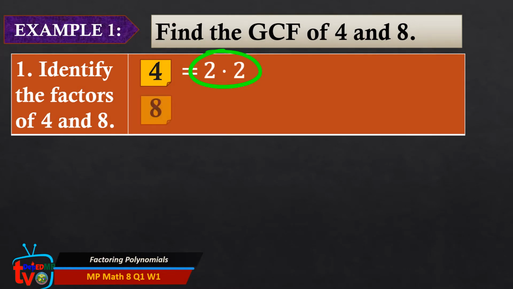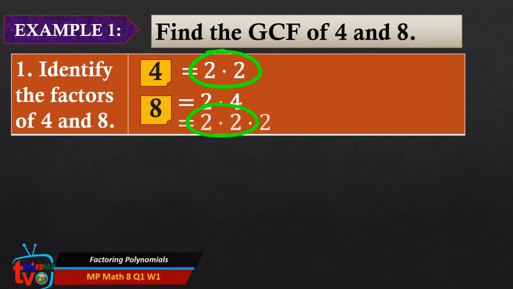Now, let's have the factors of 8. We split 8 into 2 and 4 since 2 times 4 is 8. Since 2 is a prime factor already, we encircle it. Then let's again factor 4: the factors are 2 and 2, so we encircle them again. So the prime factors of 8 are 2, 2, and 2. The factors of 4 are 2 times 2, and the factors of 8 are 2 times 2 times 2.